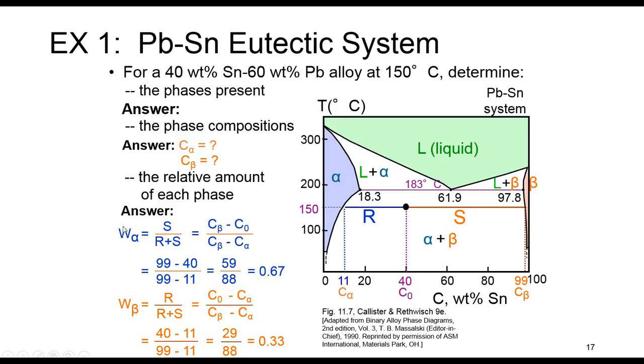As we have two present phases, of course if one of them is 0.67, the other one should be 1 minus 0.67, which we can see is the same value that we are expecting, because the summation of these weight ratios should be 100% or 1.